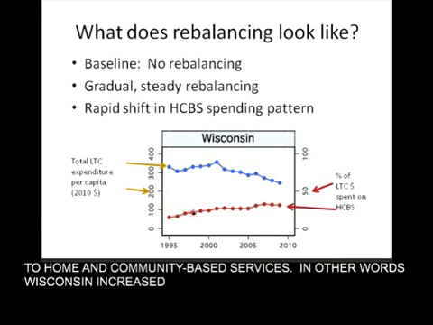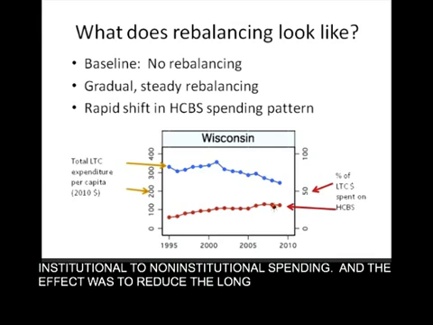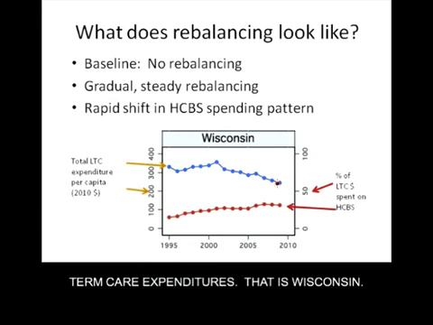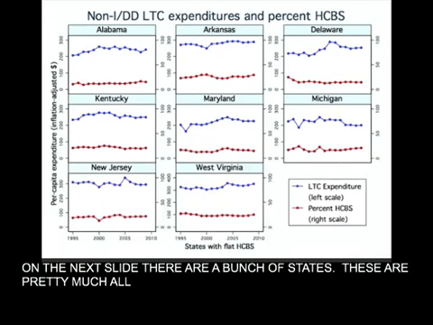So in other words, Wisconsin over this period rebalanced. They shifted funds from institutional to non-institutional spending, and the effect of that was to reduce their long-term care expenditures. I mean, that's good, right? That's Wisconsin anyway. So on the next slide, there are a bunch of states.